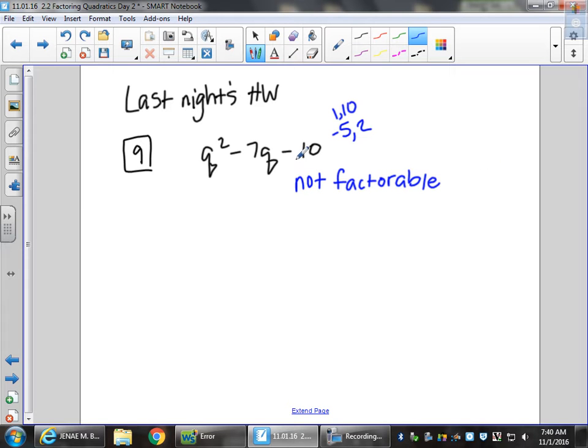If this was a positive 10, and I could have had both of these negatives to get a negative 7, we would be in better shape. It'd be much different. So signs definitely matter. That was number 9. What was the next one? 10. What does 10 say?